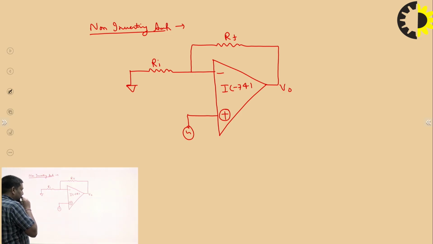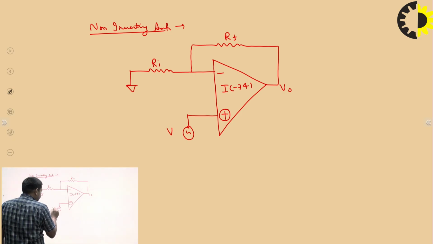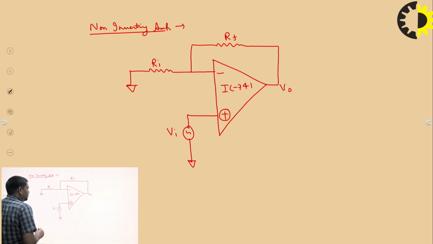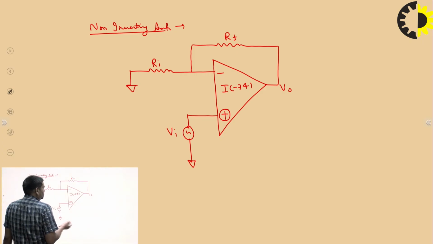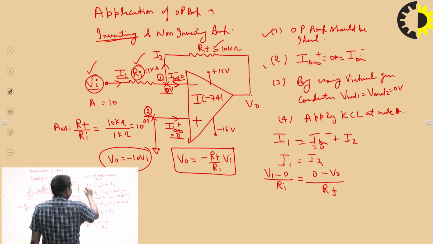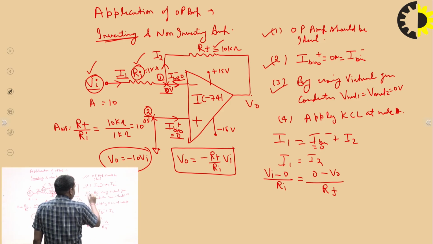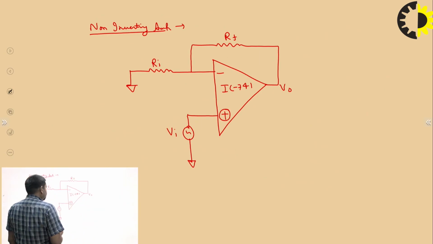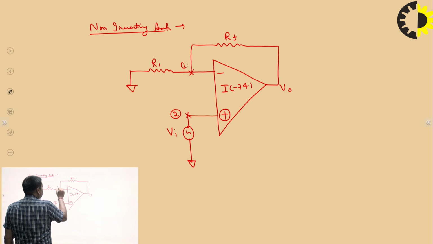If we apply an input voltage at the non-inverting terminal, we can say this is a non-inverting amplifier. The three assumptions are the same: the op-amp should be ideal, the bias current should be 0, and by using the virtual ground condition, the voltage at node 2 is equal to the voltage at node 1, which is equal to Vi.